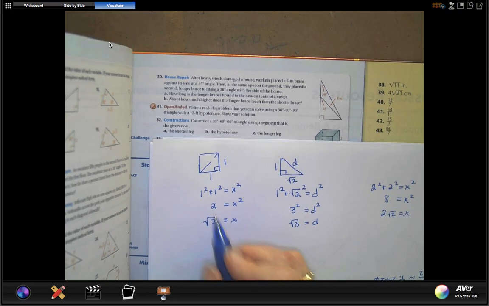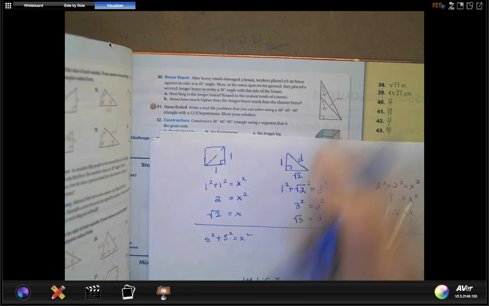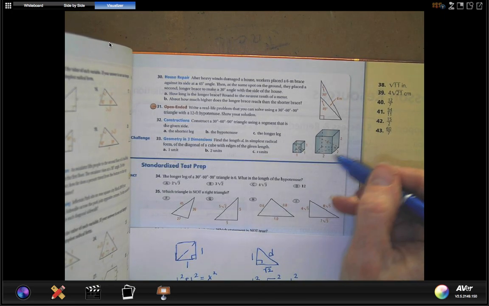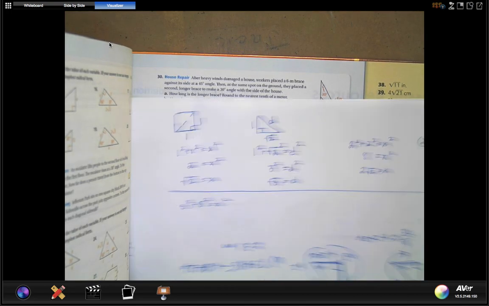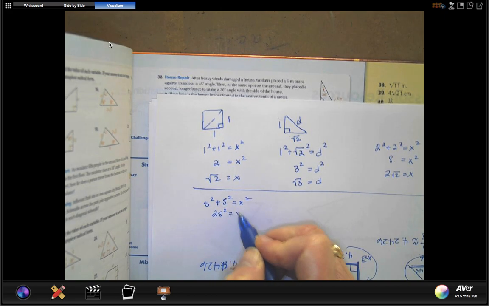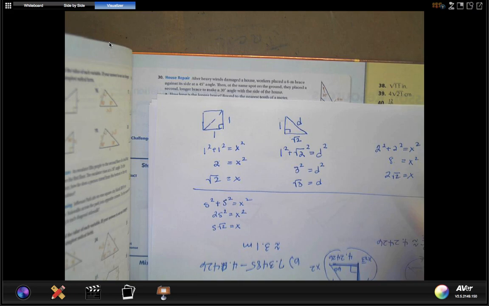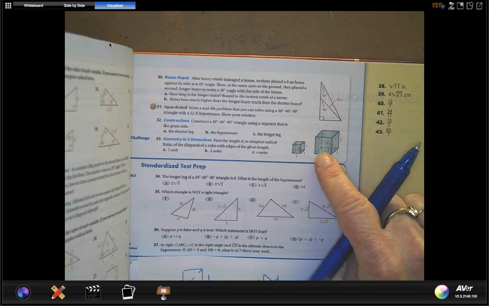And then lastly, of course, they're asking, what about if it was s units? You would treat it the same way. s squared plus s squared equals x squared. So again, pretend instead of 2 and 2 here, I've got s and s. So this ends up being 2s squared. So then I have s times the square root of 2 is equal to x.